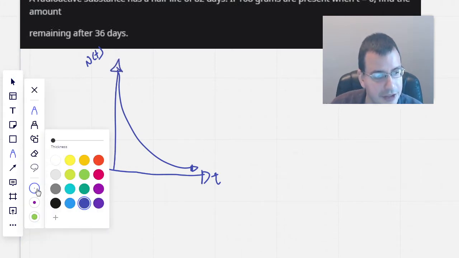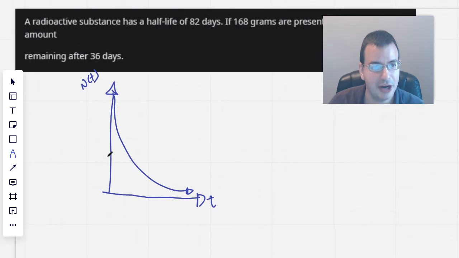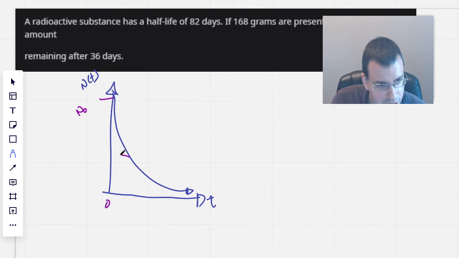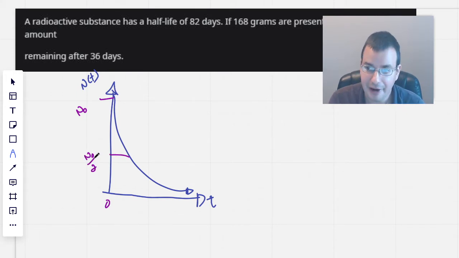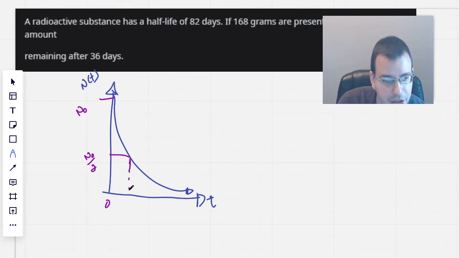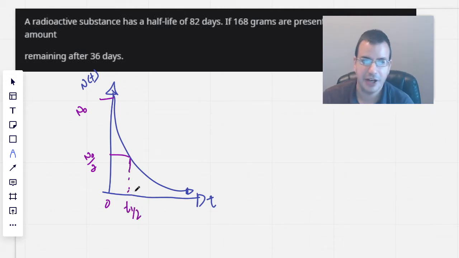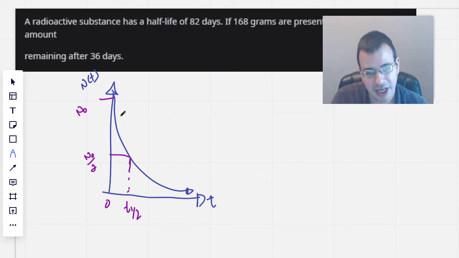Okay, so from here, I'm going to write down the data we know. At this point, this is going to be n0, the amount we have at time t equals 0. This will be time 0. This right here, I'm going to say is when we have half the amount we started with, which means that this is the half-life, the time it takes for you to have half the amount.